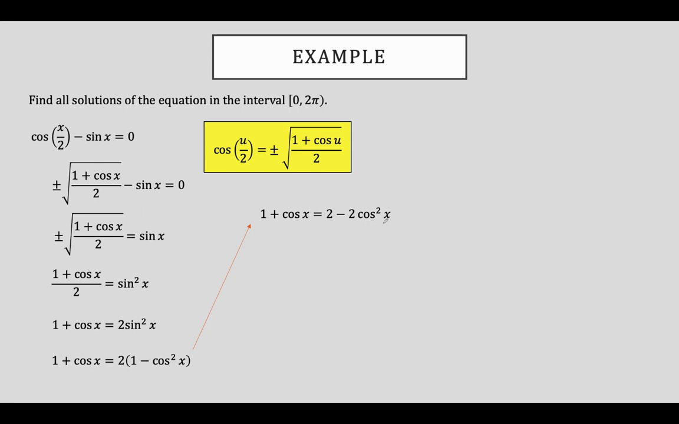Notice the squared cosine and the first power of cosine. Well, how do we solve quadratics? We set the equation equal to 0 and we factor. So let's bring everything over to the left-hand side of the equation.